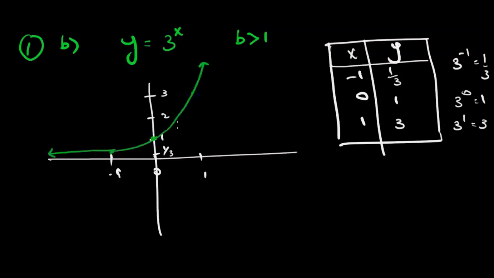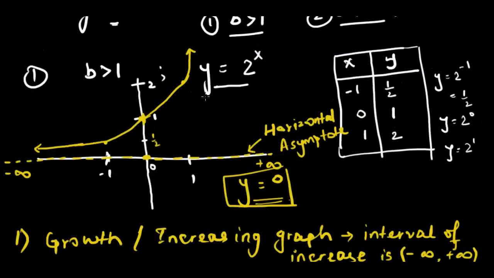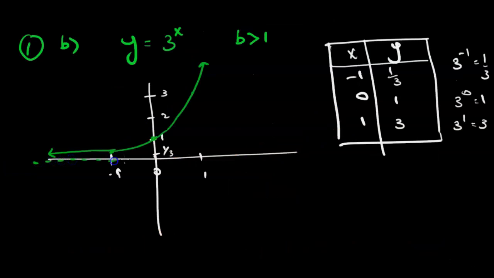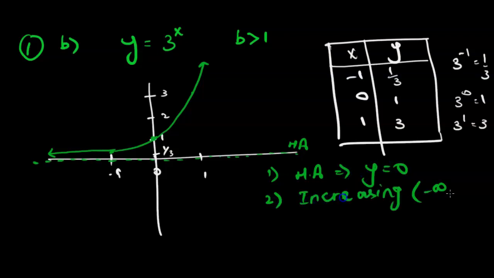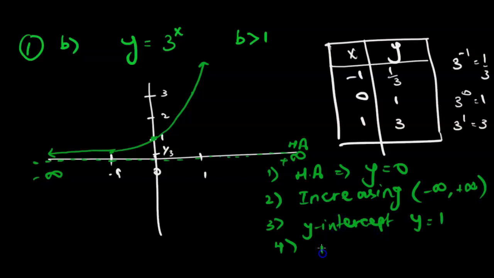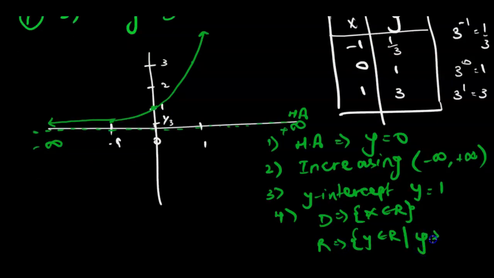And we notice that this graph, or the green graph, is kind of similar to the yellow graph because both of these graphs have b value greater than 1. Let's write down the characteristics. We would see it will never cross the x-axis. Therefore, here we would notice a horizontal asymptote. So we have a horizontal asymptote at y equal to 0. Next, this graph is also an increasing graph, and it is increasing from negative infinity to positive infinity. Y-intercept is 1. There is no x-intercept, and domain is x ∈ ℝ. Range is y ∈ ℝ, where y is greater than 0. So horizontal asymptote is 0, increasing interval, y-intercept is 1, domain and range.